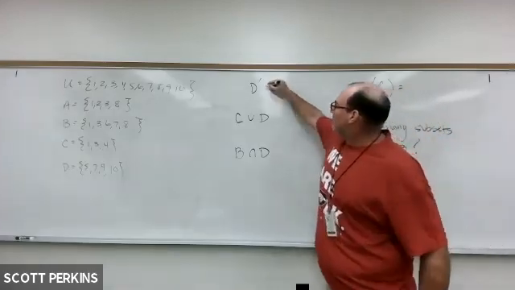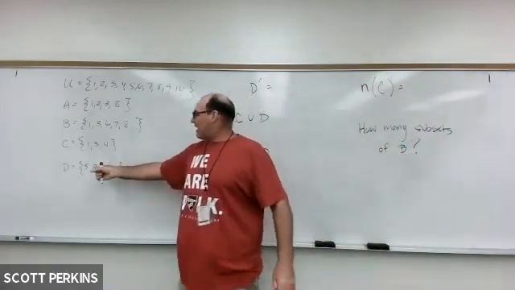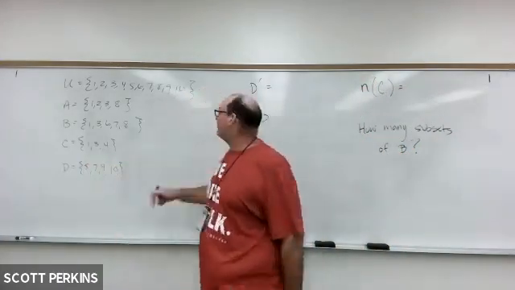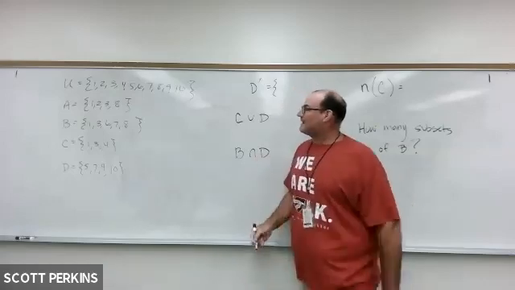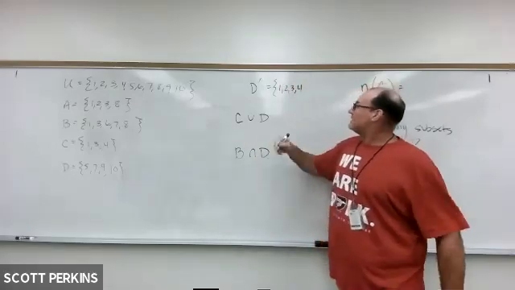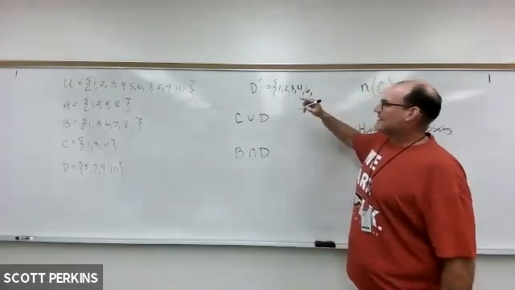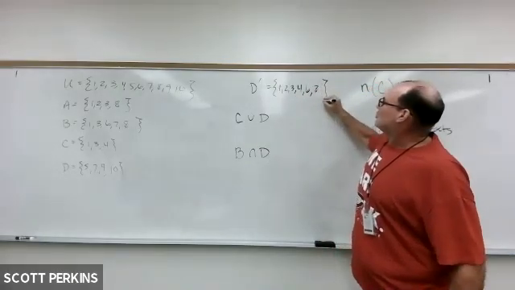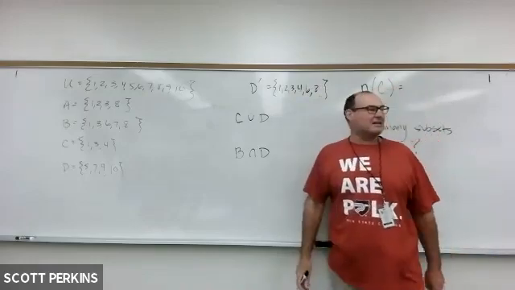Okay, so here we go. D is 5, 7, 9, 10. So the complement is going to be everything that is not in that. So 1, 2, 3, 4. 5 is in the set, but 6 is not. 7 and then 8. So you should have these 6 elements in there.